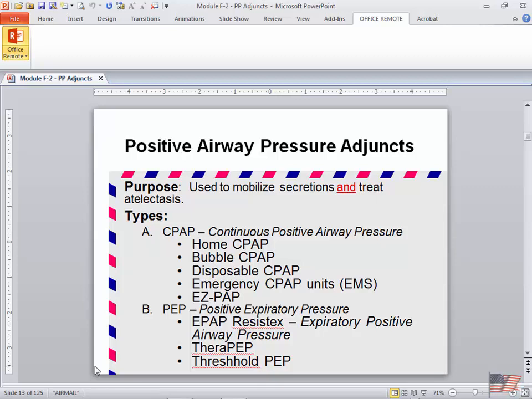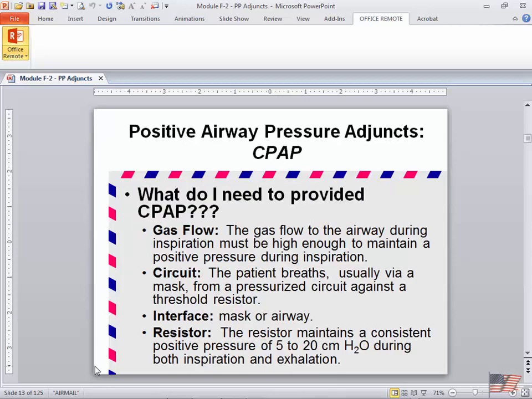The second portion of positive pressure is what we're going to call PEP therapy, positive expiratory pressure, where we're actually creating some sort of a resistance on exhalation to try and pop those airways that are obstructed back open again.